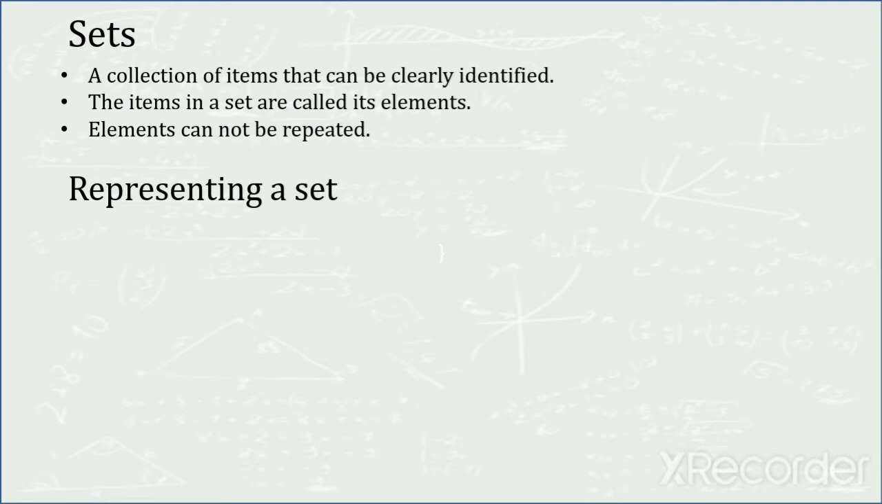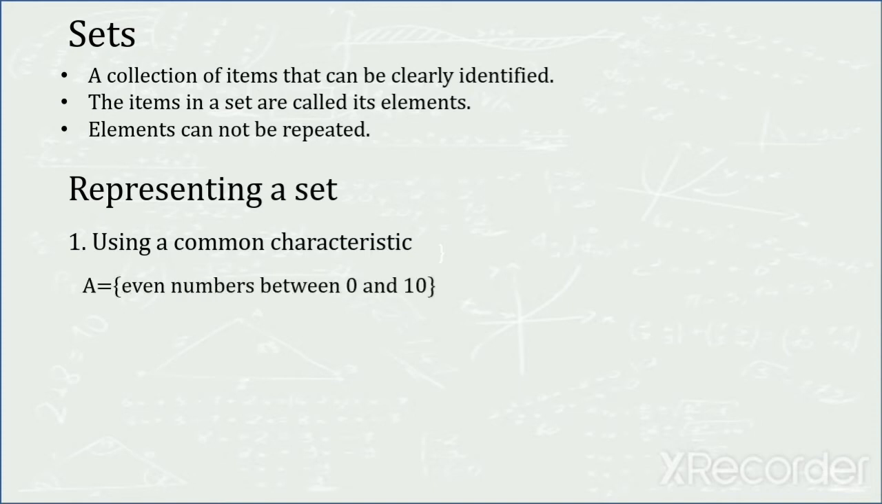To represent a set, there are 4 methods. You have to remember that. The first one is using a common characteristic. To represent a set, you need to start with a capital letter, an equals mark, open a double bracket, and you can write the common characteristic, even numbers between 0 and 10.